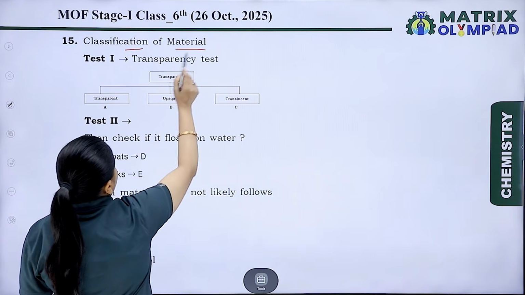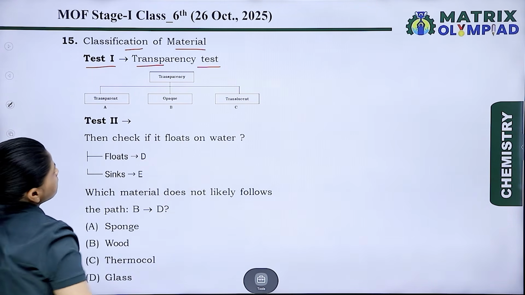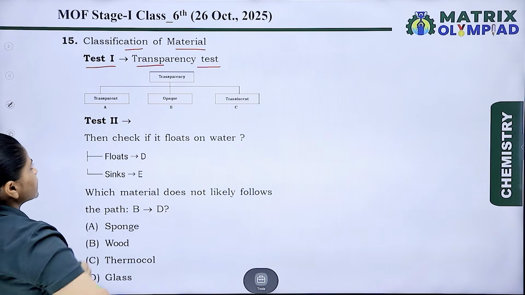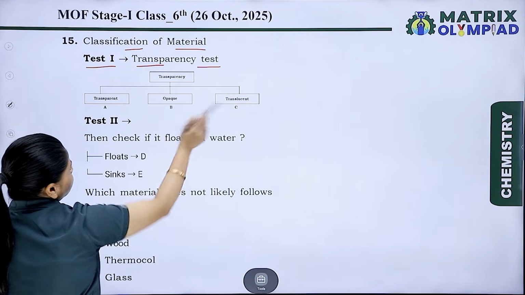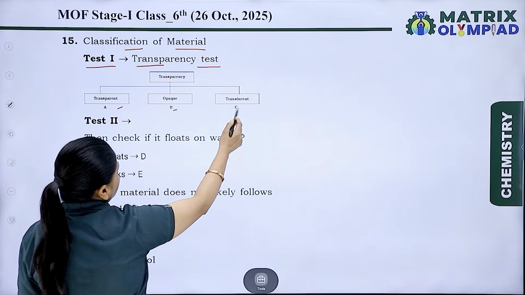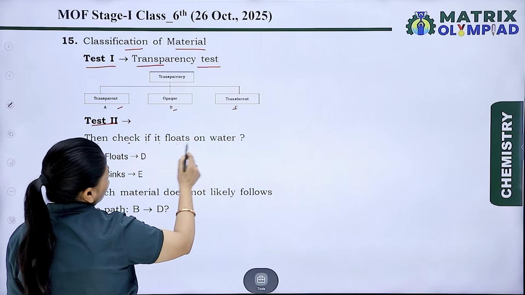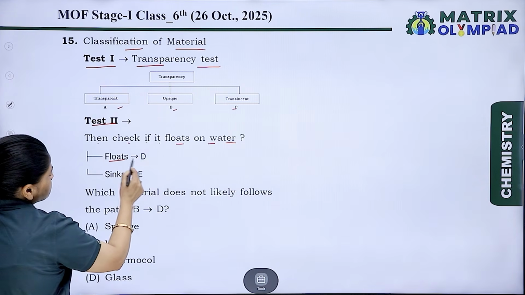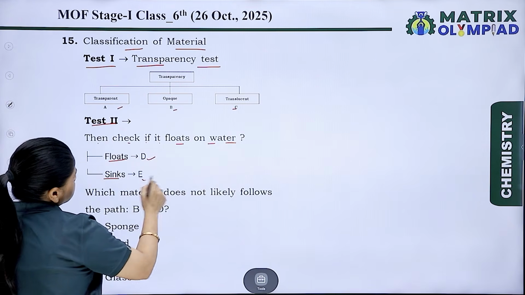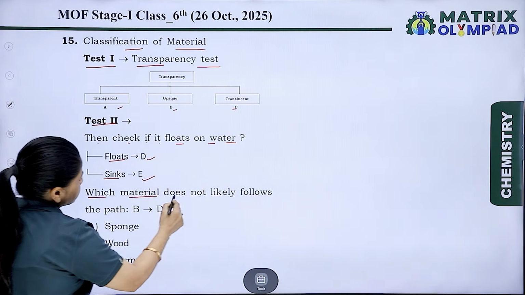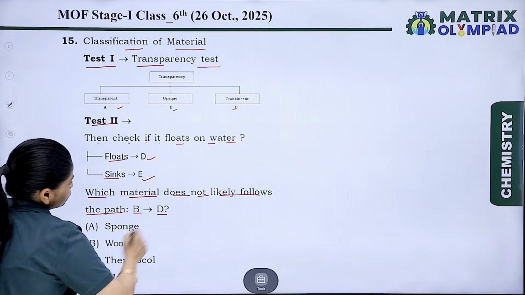Classification of material. Test 1, the transparency test, and there is a flow chart in which, on the basis of transparency, there are 3 types of material: transparent, opaque and translucent. Test 2, then check if it floats on water. If it floats, then it can be taken as D; if it sinks, then E. Which material does not likely follow the path B to D?